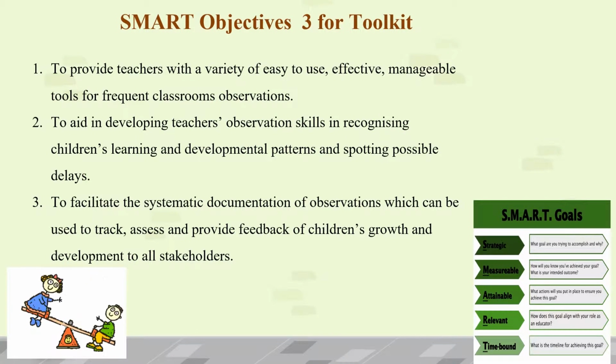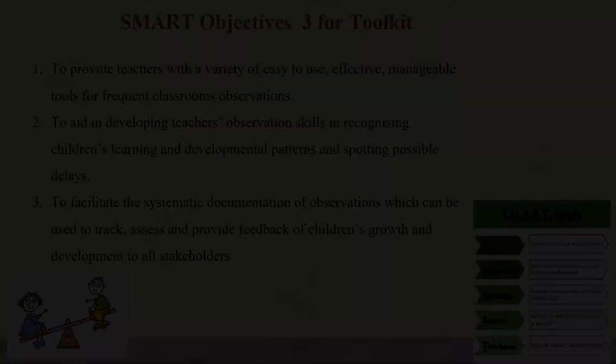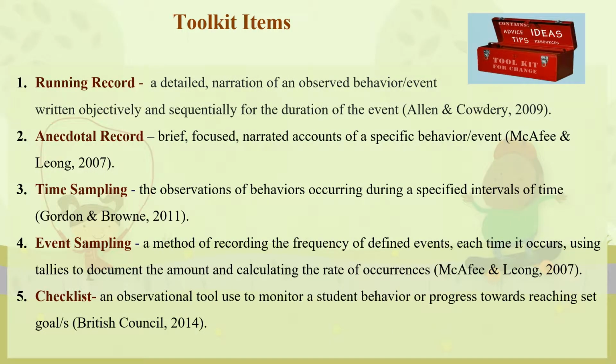The objectives for this toolkit are to provide teachers with a variety of easy-to-use, more manageable tools for frequent classroom observations, to aid in developing their observational skills while recognizing children's learning and developmental patterns and spotting possible delays. It also helps to facilitate the systematic documentation of observations, which can be used to track, assess, and provide feedback of children's growth and development to all stakeholders. Some of the items in this toolkit include the running record, the anecdotal record, time sampling, and the checklist.